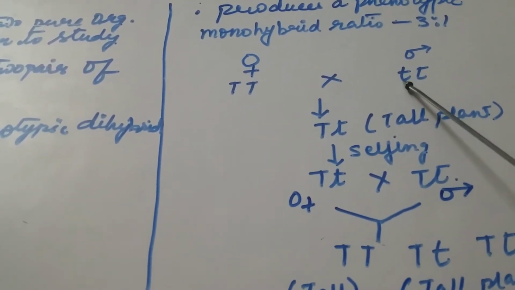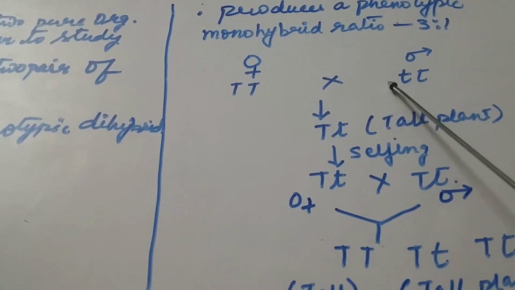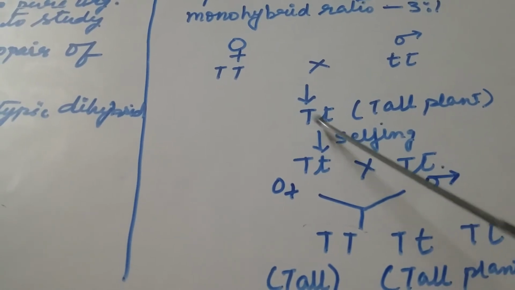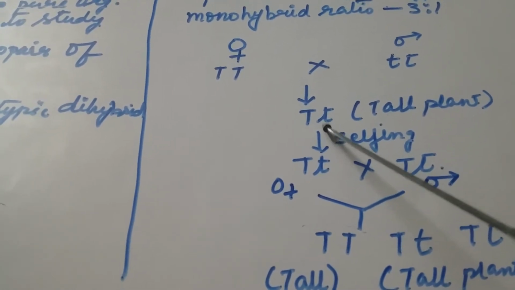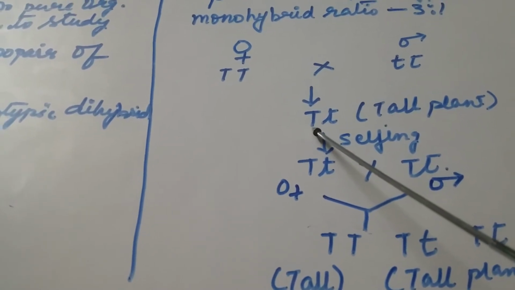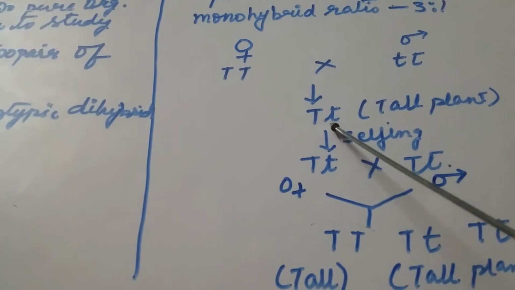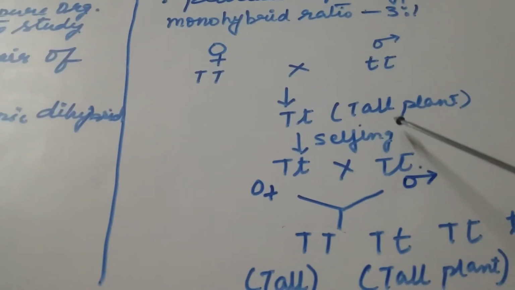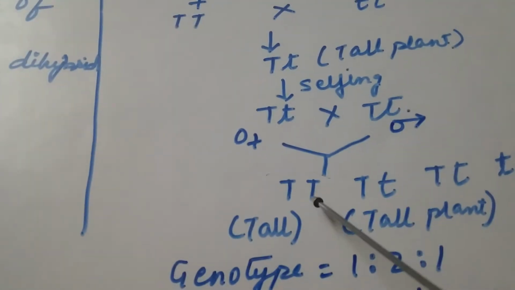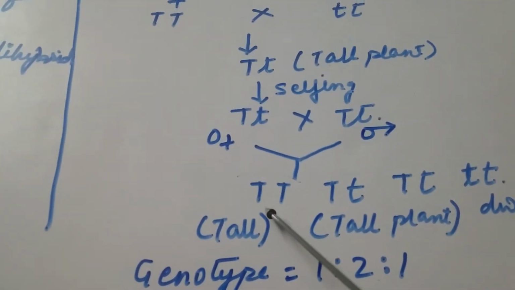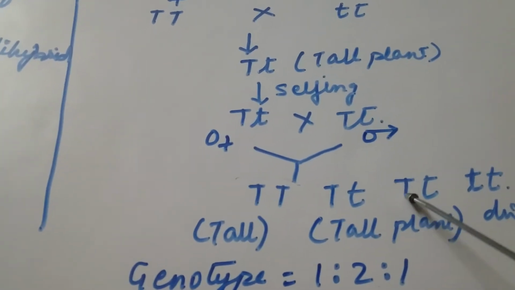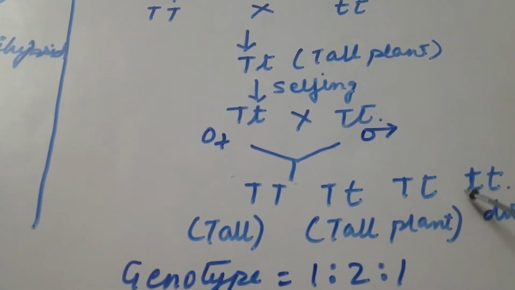which is crossed with a dwarf plant. Now when the cross takes place, it results in the formation of capital T, small t. Since T is dominant, it is going to mask the character of small t, thus leading to the formation of a tall plant. On selfing, we get 4 combinations with the genotype TT, Tt, Tt, and tt.